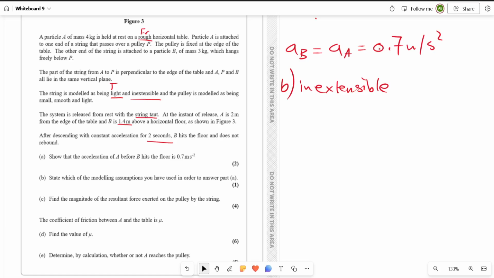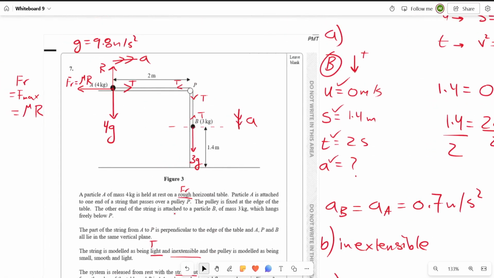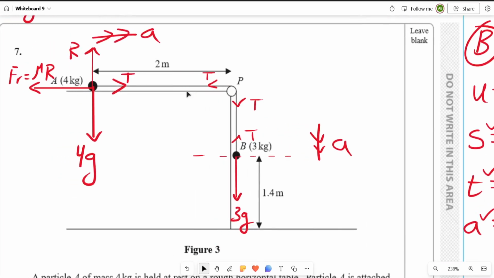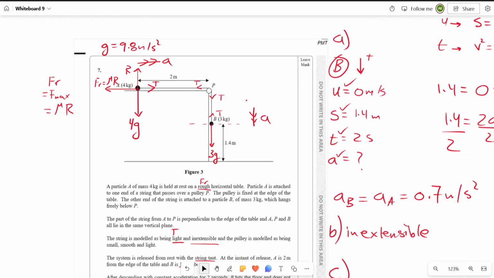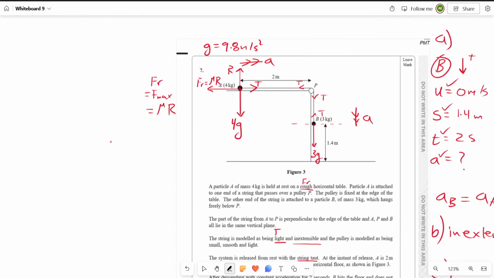Good. Up until now, I think everything is clear. Now, let's move on to part C, where it tells me to find the magnitude of the resultant force exerted on the pulley. On the pulley means that now the pulley is your object. So the pulley over here is what we are interested in. If I take this screenshot and draw it a little bit outside, so let's say over here, this is the pulley.